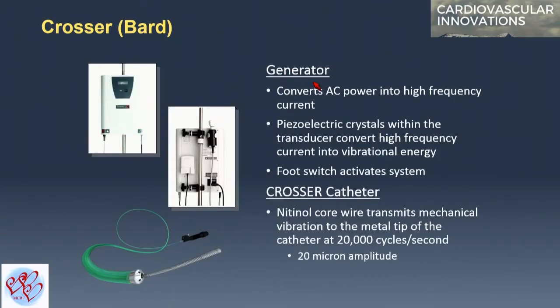The Crosser also uses energy, turned into vibrational energy, and goes at 20,000 cycles per second. The tip penetrates very well. Interestingly, it has an atherectomy code on it, and many labs actually use it for that purpose.